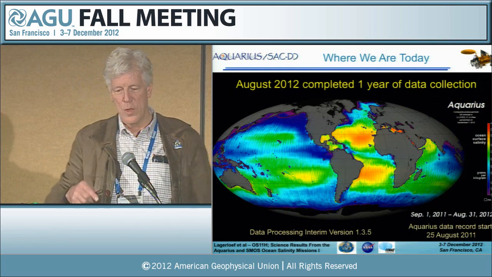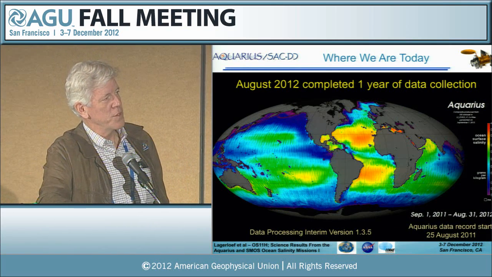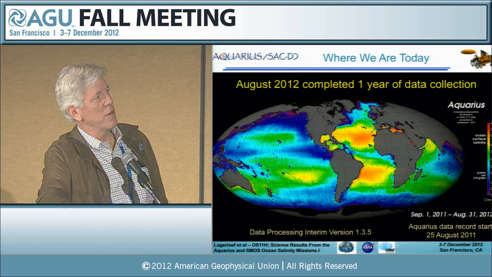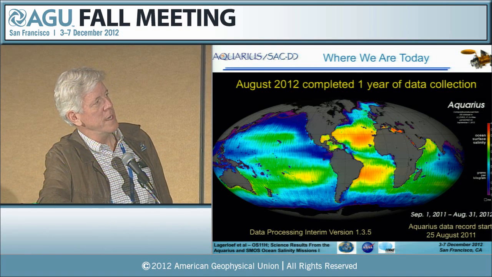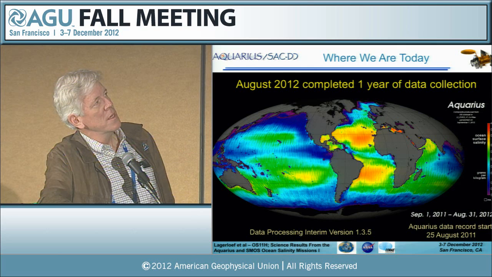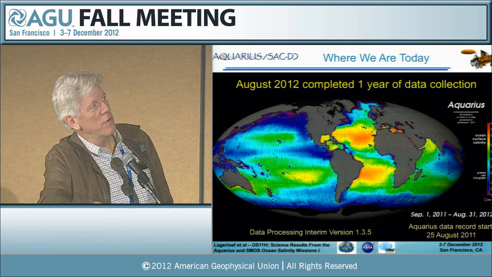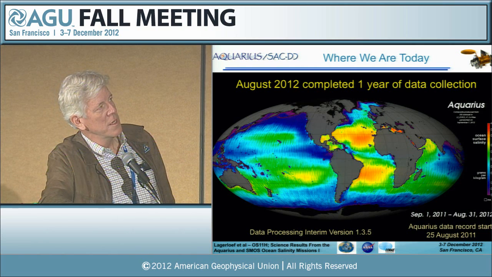This is a global map of the first 12 months of data. So this is our first annual average data set from the Aquarius mission. We turned on the instrument in August 2011, so in August 2012 we finished our first year of data collection.